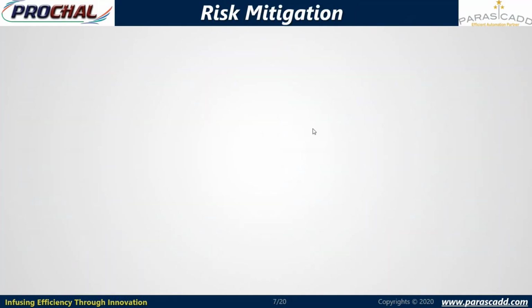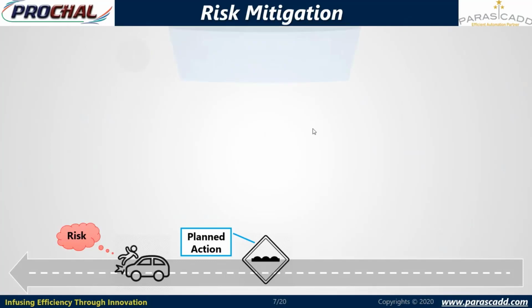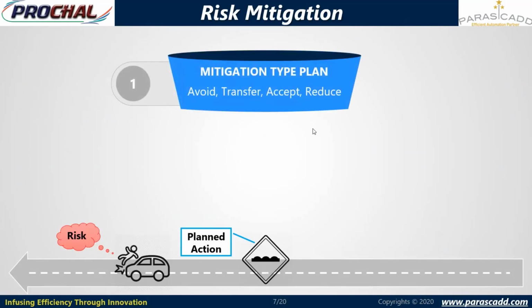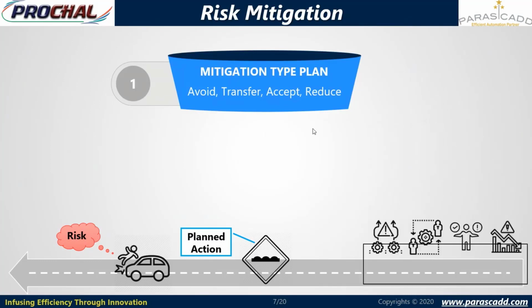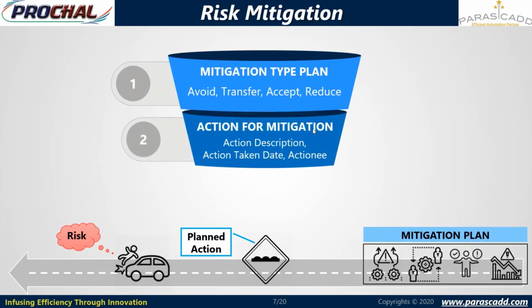Risk mitigation. To reduce the impact of risk on a project, we are preparing the mitigation plan. While preparing the mitigation plan, we are considering 4 mitigation plan types, that is avoid, transfer, accept, or reduce. Next is action for mitigation. Action for mitigation has various details, that is action details, action taken date, and action owner, meaning who will take action, which department or which person.